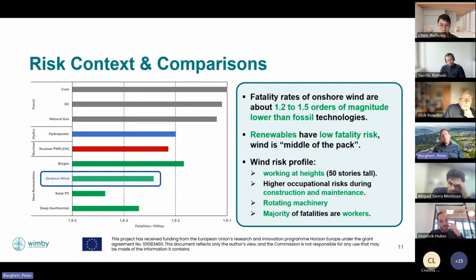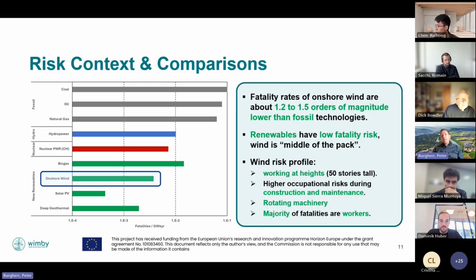Last but not least, let's put wind onshore into context. So you see on this slide fossil technologies, hydropower, nuclear, and a couple of new renewables. Overall, we can say that the fatality rates, here we're looking now at fatality rates and not at DALYs, because we haven't modeled the DALYs for all the other technologies. We see that wind is about 1.2 to 1.5 orders of magnitude better than fossil technologies. Renewables generally have low fatality risk, and wind is somewhere in the middle of the pack. And factors that affect the profile of risk for wind, of course, is working at heights. So we are 50 stories tall, something like that.